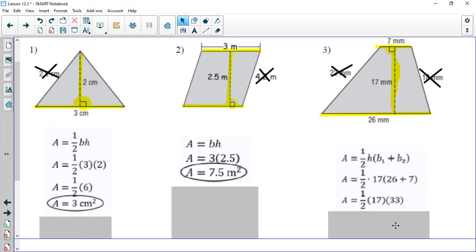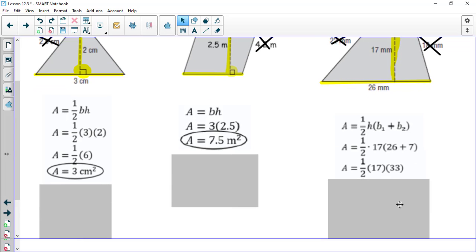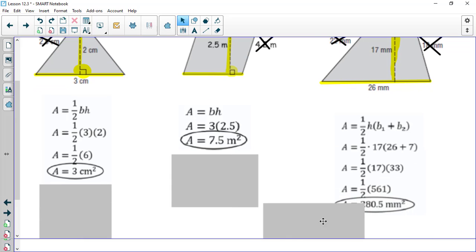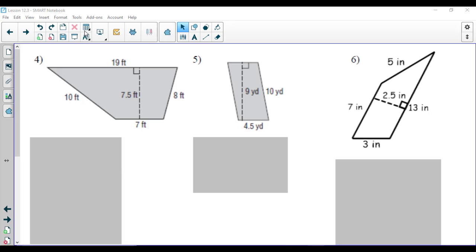26 plus 7 is 33, so we have half times 17 times 33, and that's half of 561. Again, you can skip this second to last step if you don't need it and just plug half times 17 times 33 into your calculator. That will get us 280.5 or 280.5 millimeters squared. Okay, so let's continue with numbers 4 through 6. So in number 4, we want to identify this shape.